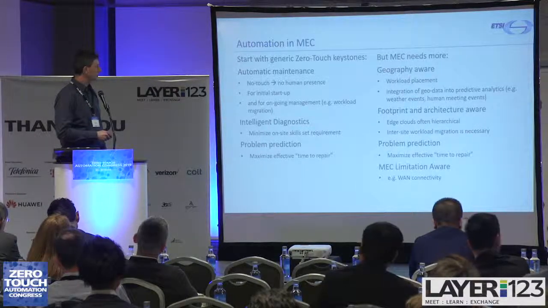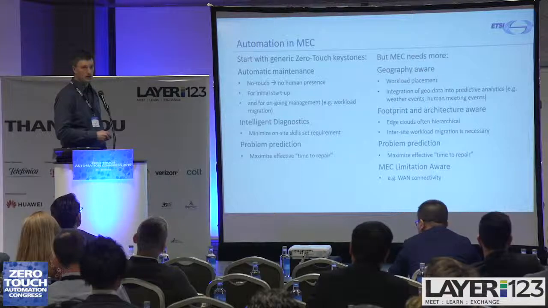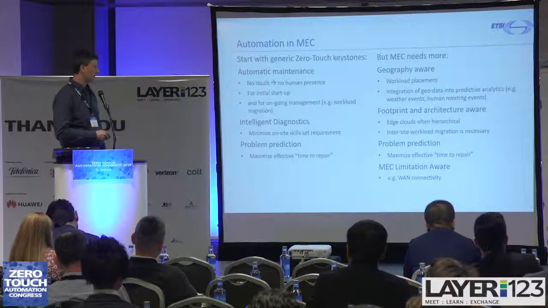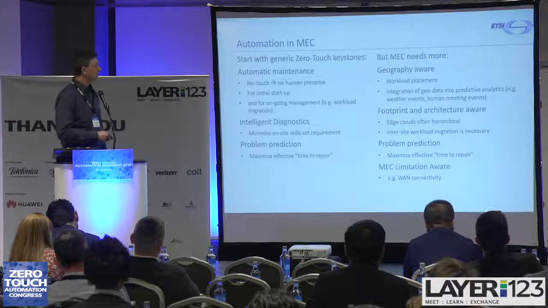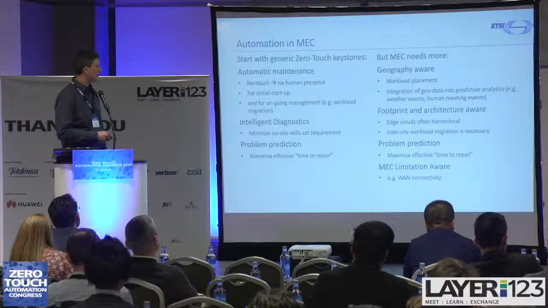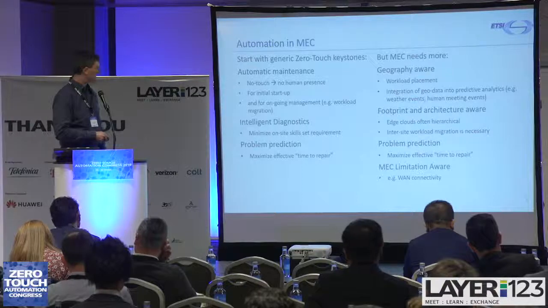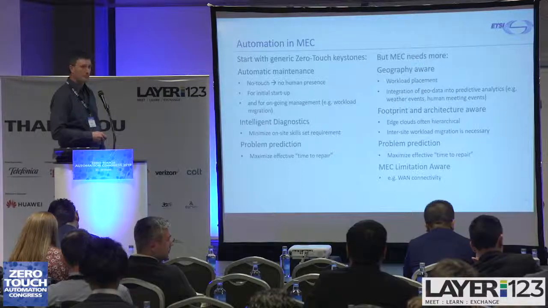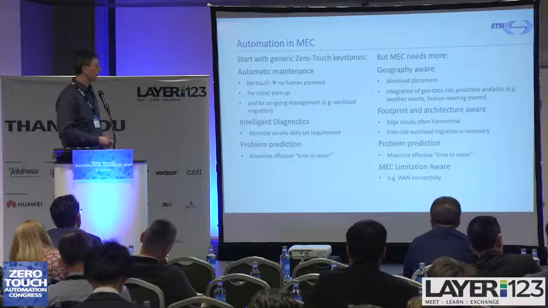But then with MEC, the problem gets even more difficult, right? You need to be geographically aware. So when you do these things, it's not just dump it into the cloud. It's very important to dump it in the right place. You also should be integrating the geography into this stuff. If there is a hurricane that's being predicted, you should be anticipating problems. It's kind of simple, but web scale guys don't do that. Zero-touch automation for a traditional data center environment won't necessarily do it.